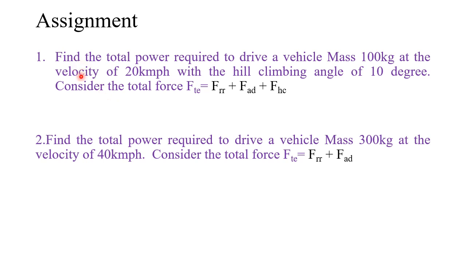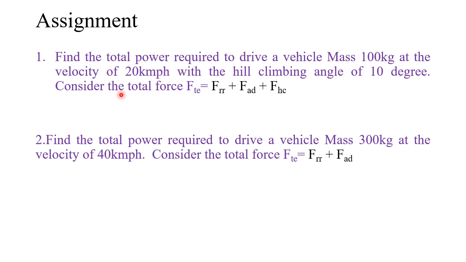These are the two assignments you can try. The first one is to find the total power required to drive a vehicle of mass 100 kg at a velocity of 20 kilometer per hour with a hill climbing angle of 10 degree. It is the same calculation, but you have to add the hill climbing force, because the gradient has been given, which is 10 degree, and you have to convert it into radian, and then calculate the total power required.